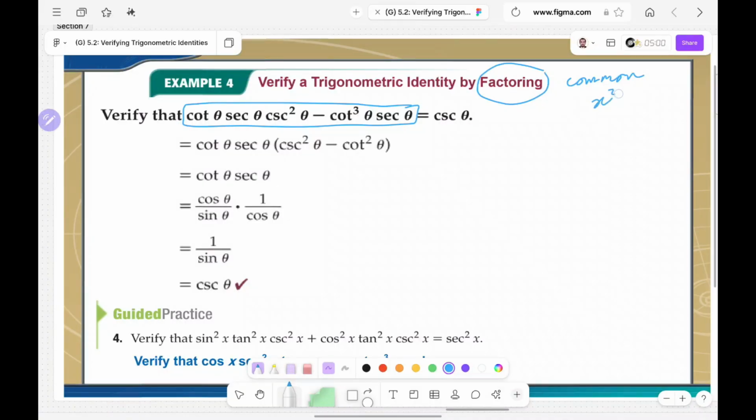Like for example, if we have x squared plus 2x, how can we solve this? We can take x as a common factor, so it will be x times (x plus 2). So the same idea works here.